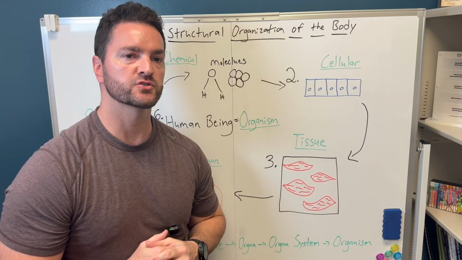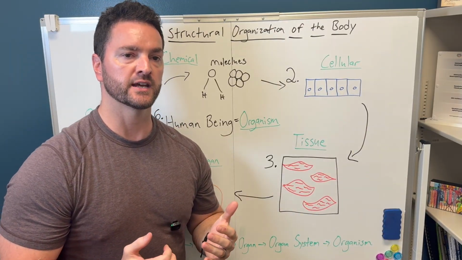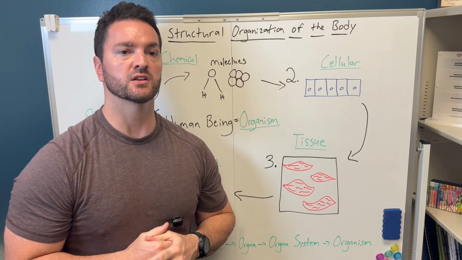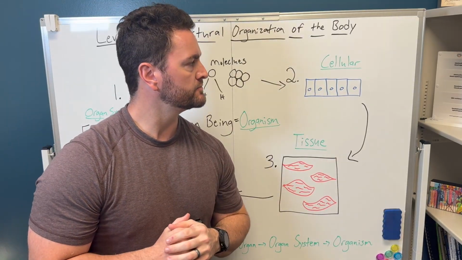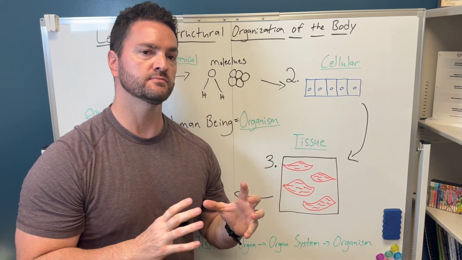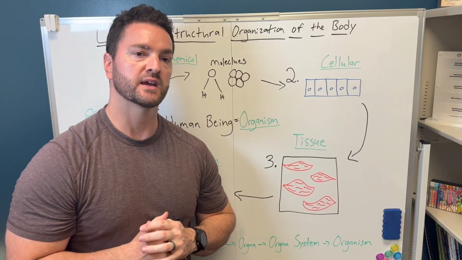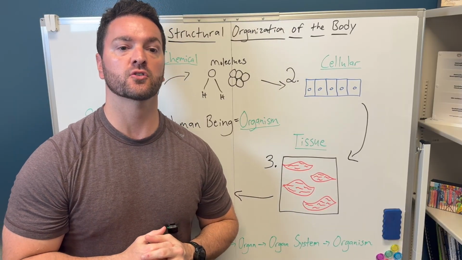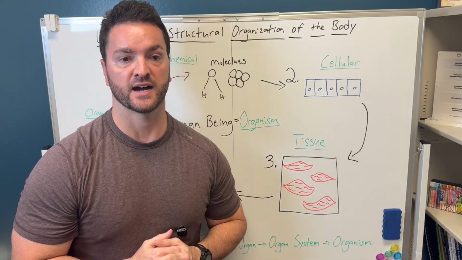And our next level of structural organization of the body is going to be the cellular level. So think of the organelles inside the cells and the cell as a whole. The cell is going to be the smallest living organism inside the human body. A cell is going to have an outer cell membrane, a cytoplasm, and a well-defined nucleus. Those three components make up a cell. Examples of cells are muscle cells, neurons, and red blood cells. We have many different types of cells in the body.